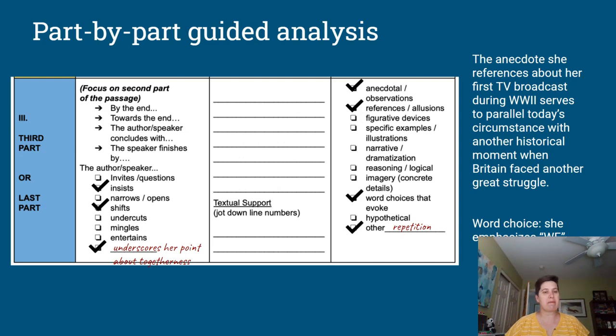So if you look at the check boxes, she is insisting. She underscores her point about togetherness, and there is a tone shift as well. She starts with the anecdote. So we have checked the box for anecdotal and observation. She does reference and alludes to the time that happened back in World War II. She uses repetition, parallelism towards the end to emphasize that better days are coming when we will all be able to gather together again.